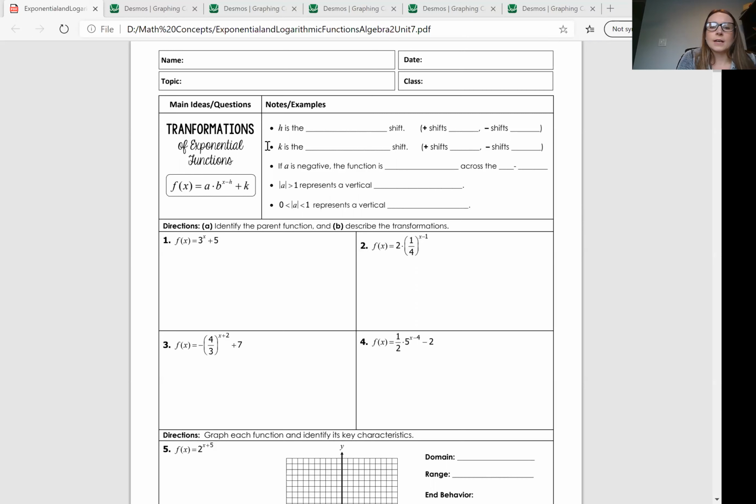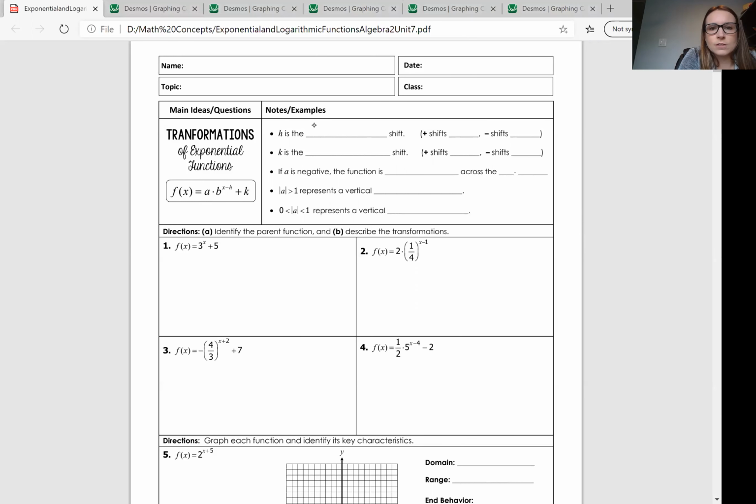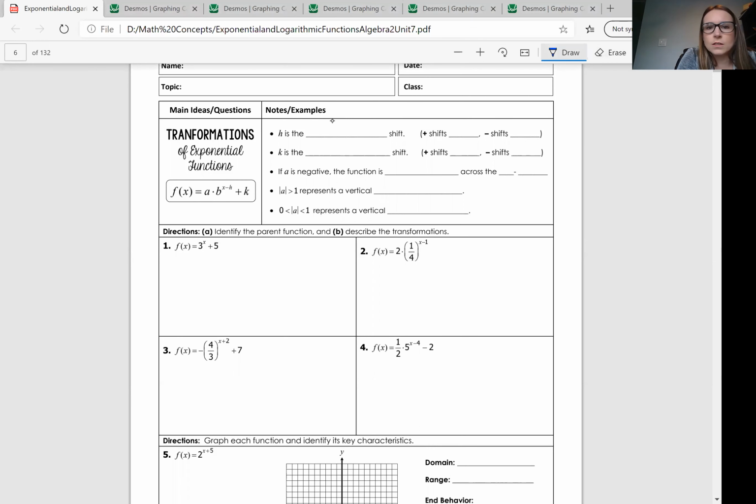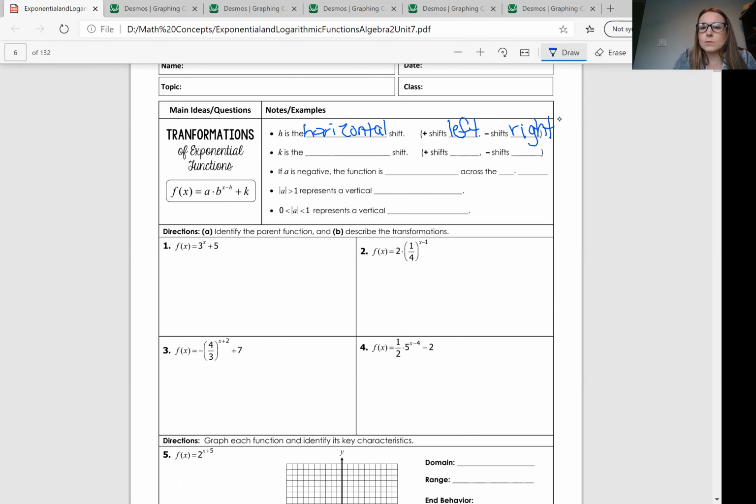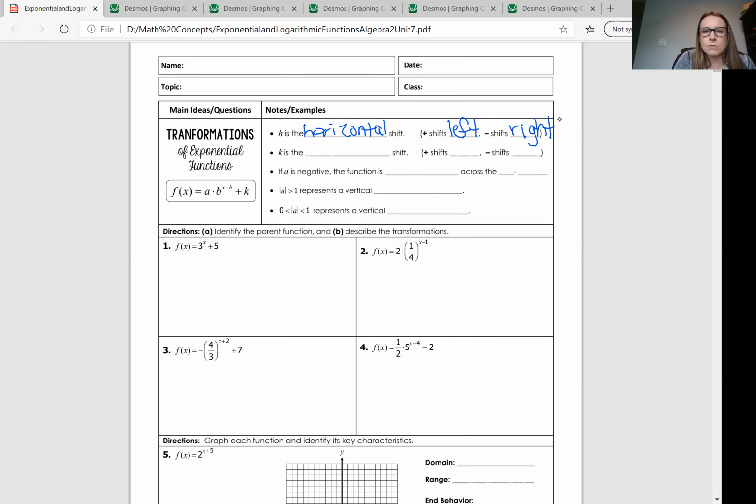H is going to be your horizontal shift. Sorry, I didn't put it. Again, I apologize for my handwriting on the computer. All right, if it is a plus, it's actually going to shift to the left. And if it's a minus, it's going to shift to the right. And you would think the opposite, and I'll explain why it is that way in a few minutes.